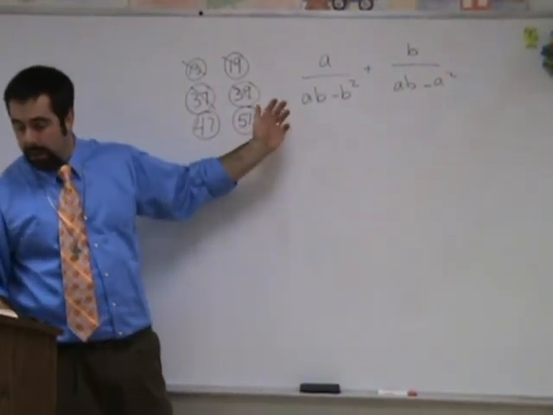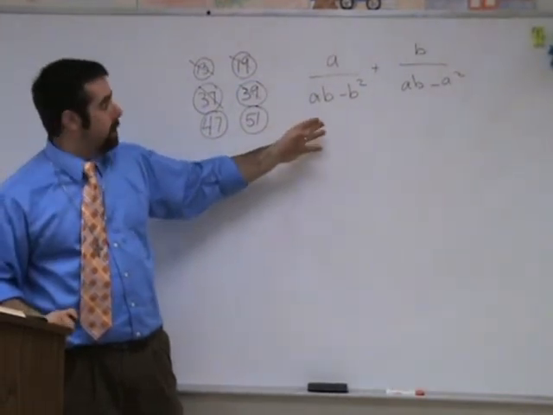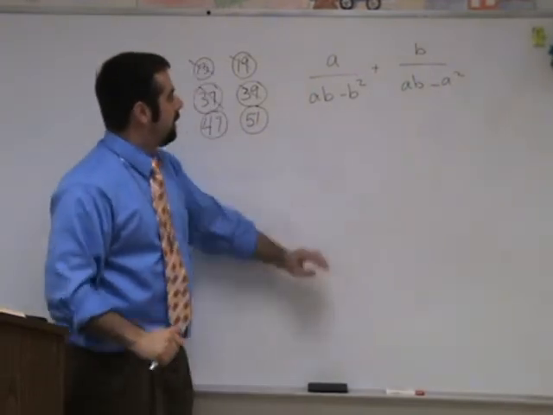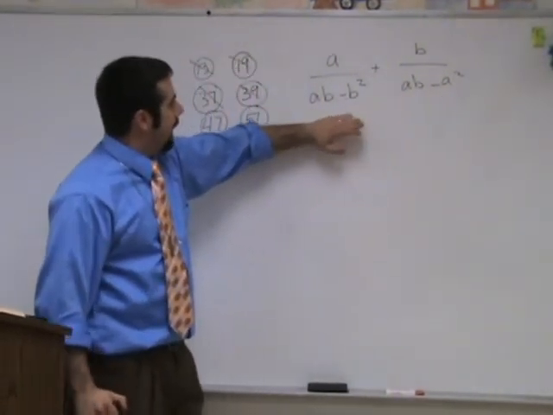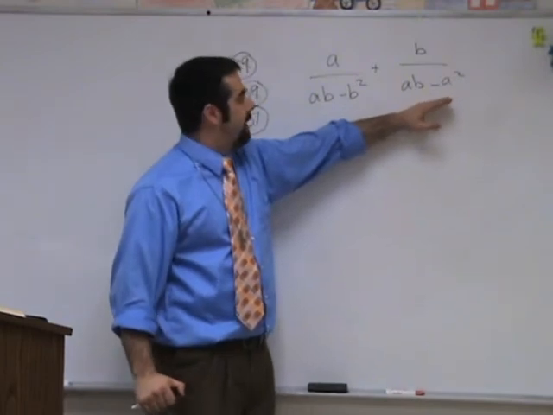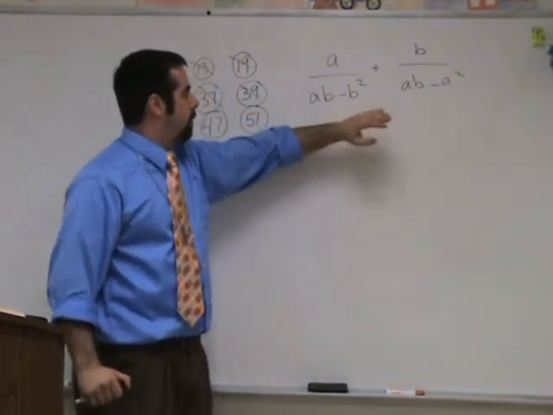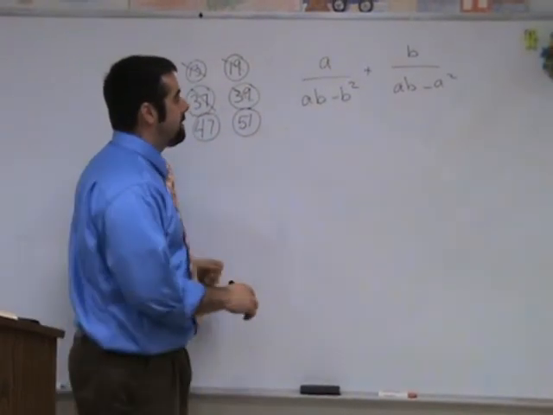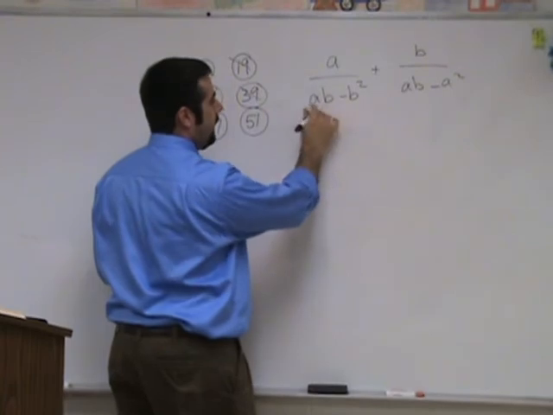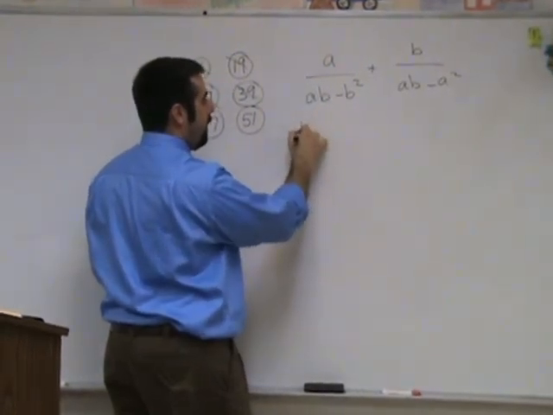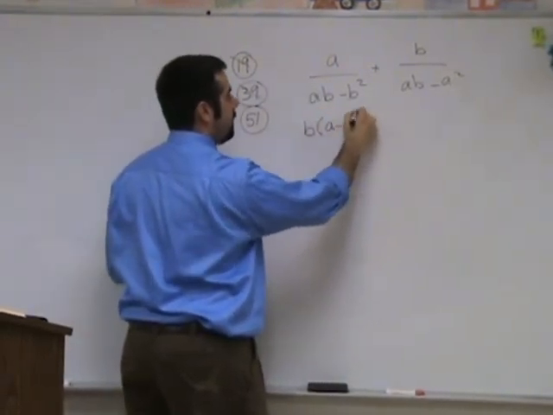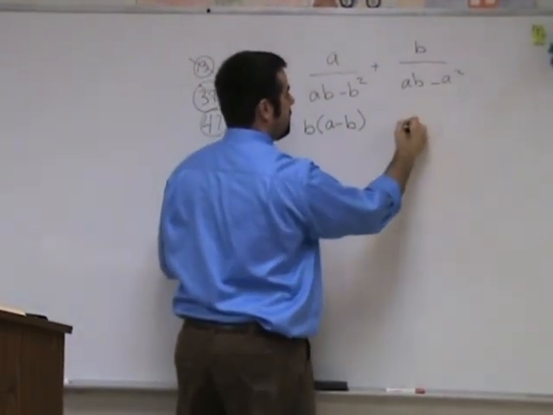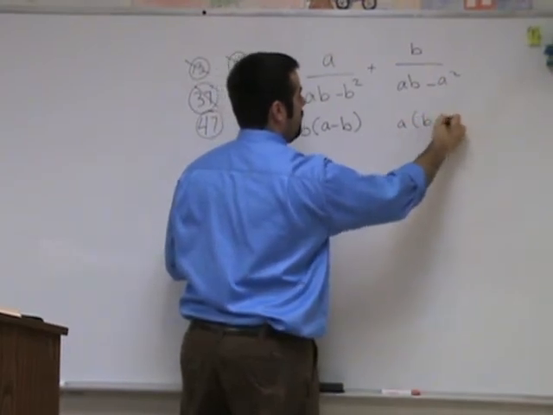Okay, so I have a over ab minus b squared plus b over ab minus a squared. When I look at these, hopefully I do see that there is a common factor here, okay? So I can do a little factoring and then find my least common denominator. If I factor this first one, I can factor monomial factor b, so this becomes b times a minus b. Both have a b term. Over here, I have a common factor of a, so this is a times b minus a.